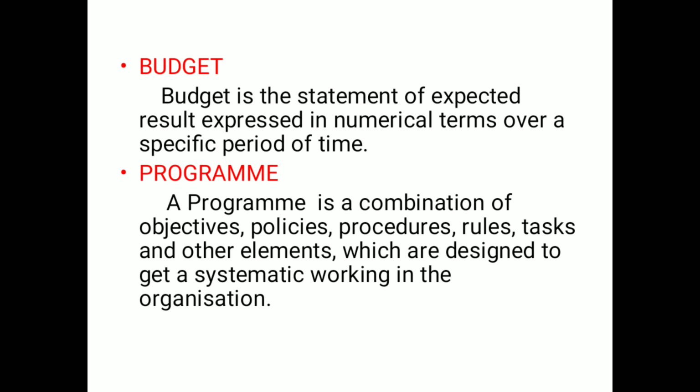Lastly, program. A program is a combination of objectives, policies, procedures, rules, tasks, and other elements designed to get systematic working in the organization. For example, a company may have a program with respect to construction of new factory premises. A program involves planning for future events and establishing a sequence of required actions. It gives a step by step approach to guide the action necessary to reach a predetermined goal. The minute details are worked out within the broad policy framework. Programs can be of different types, like production program, training program, and sales promotion program.